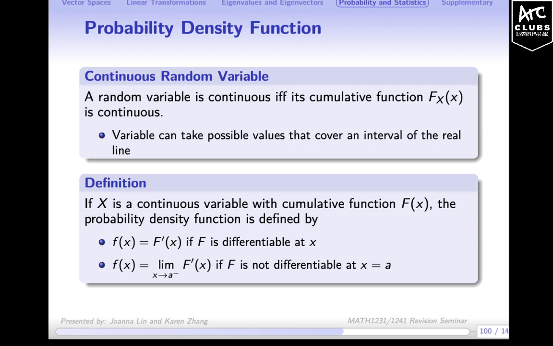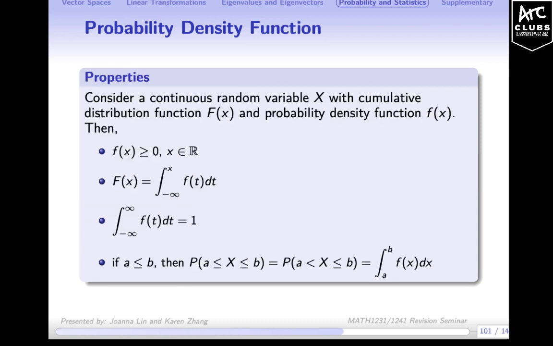The definition of a probability density function would be this down here. It's equal to the derivative of your cumulative distribution function if F is differentiable at x. If it's not, we're looking at the limit. The intuition behind this probability density function is that you're looking at the area under this function, which is used to calculate the probability. That is why when we integrate the probability density function, it gives you your cumulative distribution function.